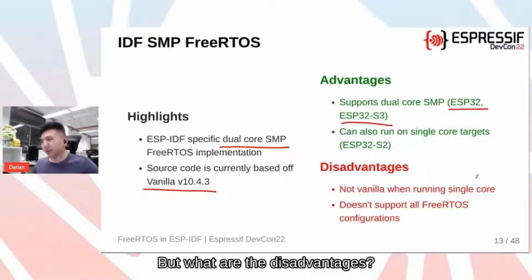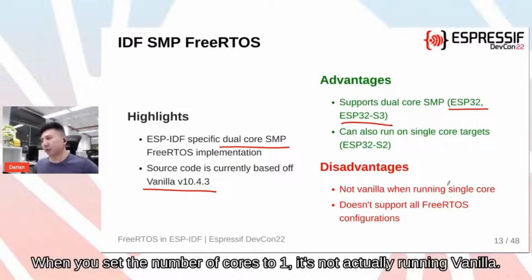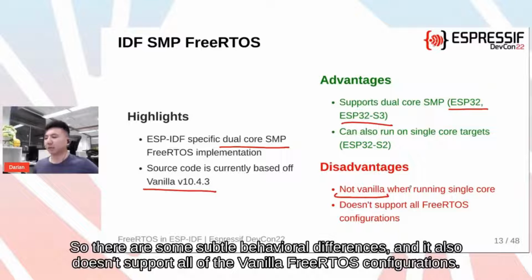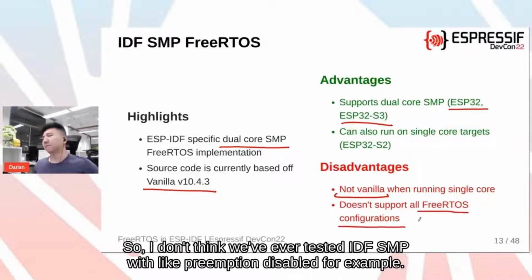But what are the disadvantages? When you set the number of cores to 1, it's not actually running vanilla. So there are some subtle behavioral differences. And also, it doesn't support all of the vanilla FreeRTOS configurations. So I don't think we've ever tested IDF SMP with preemption disabled, for example.